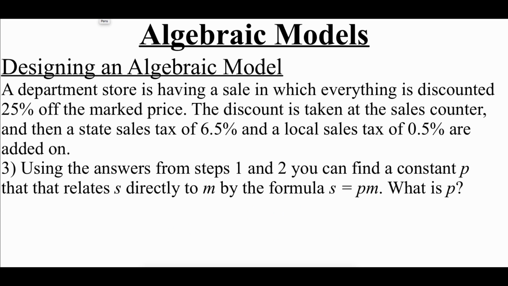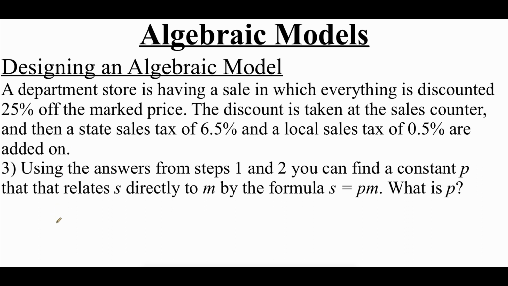So this says we can use the answers from step 1 and step 2 to help us find another constant P, which is going to relate S, which is the actual sale price, including tax and all that, directly to M, which is the original marked price of our item, using the formula S equals P times M. And we want to figure out what P is.